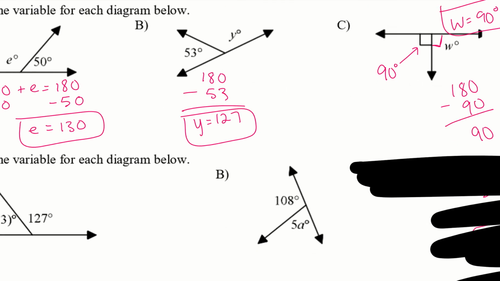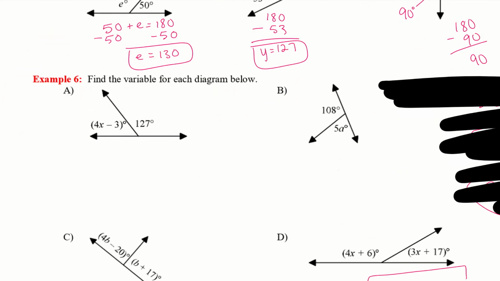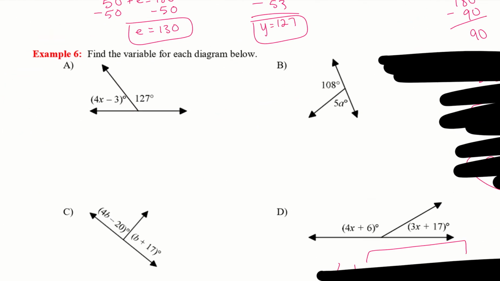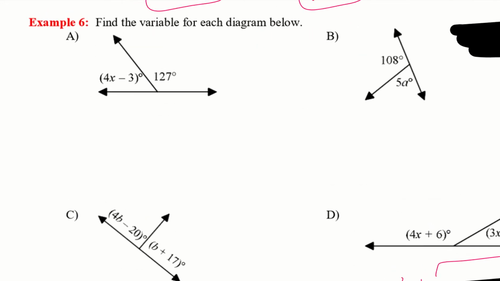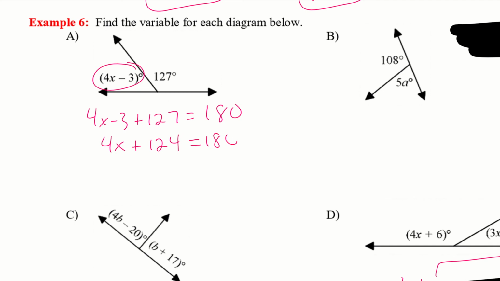Alright, let's try a few examples with actually solving. So the same thing with the ones above. I'm going to do A and C, and you guys are going to try B and D. So A, even though we have more than just a variable here, we're still going to add them together, and they're still going to equal 180. That does not change at all. So now I have 4x plus 124 equals 180.